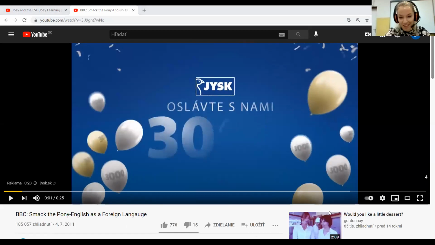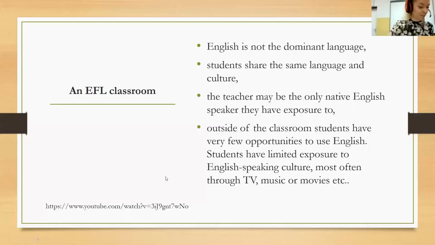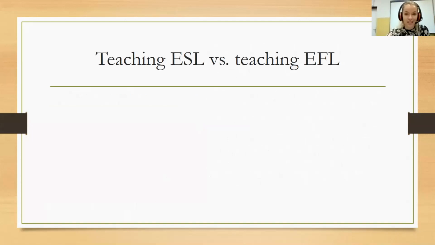And back to the presentation again. Okay, so that was a very eager student to learn English as a foreign language. Now, teaching ESL versus teaching EFL. It is different because the difference influences the content and methods used to teach English.